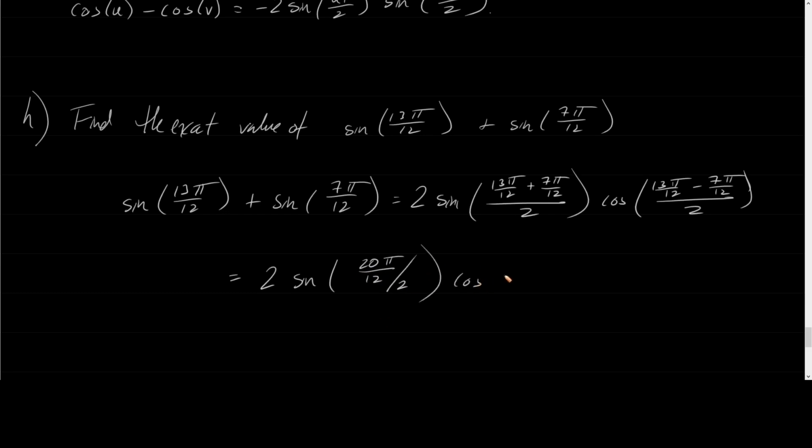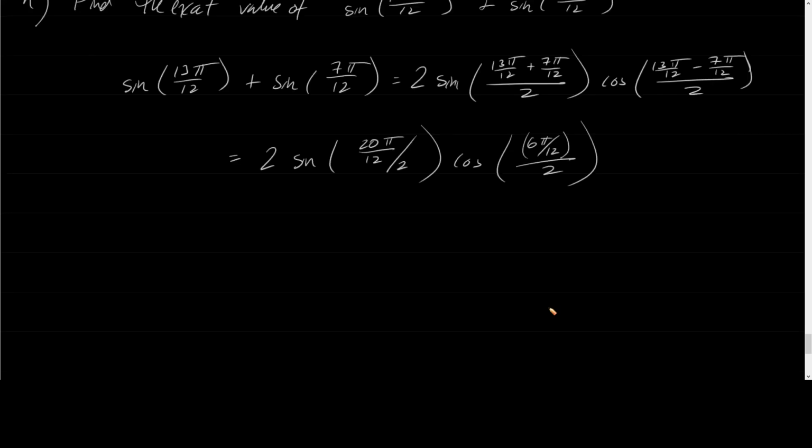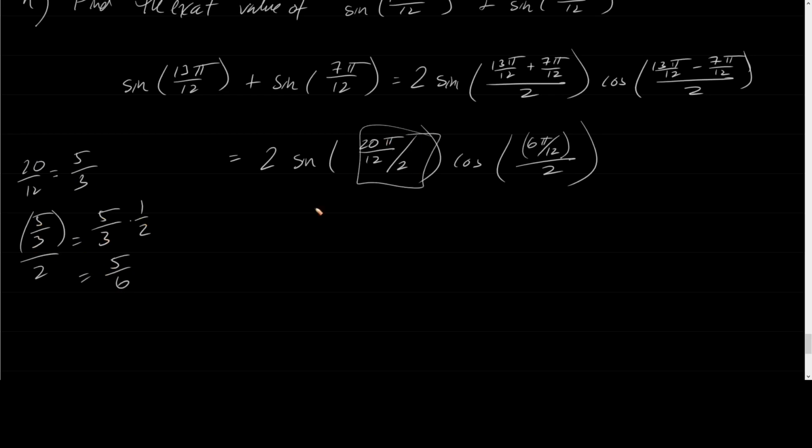And then that times cosine of 13 pi over 12 minus 7 pi over 12. 13 minus 7 is 6. So I have 6 pi over 12. And then all of that over 2. All right. But let's look at this. 20 over 12. Divide the top by 4, we have 5. Divide the bottom by 4, we have 3. So now we have 5/3. But we have that divided by 2. That's going to be 5/3 times 1/2. So it's 5/6. So that was to rewrite this inside.